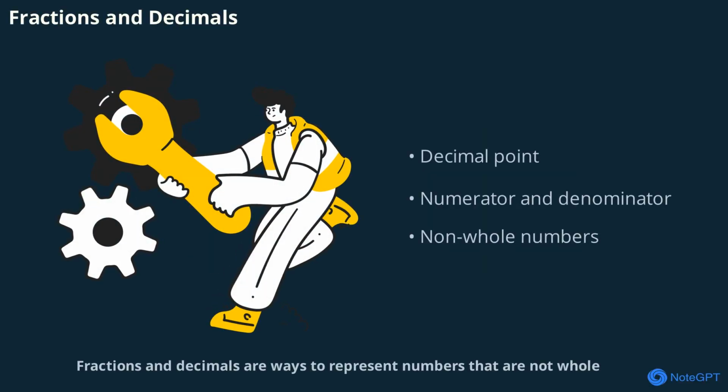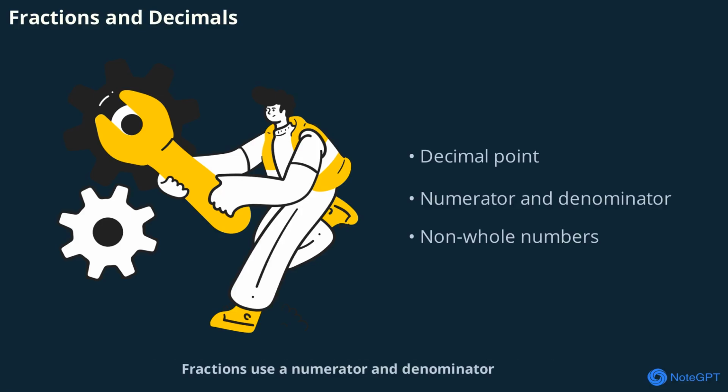Fractions and decimals are ways to represent numbers that are not whole. In the decimal system, we use a decimal point to separate whole numbers from fractional parts. Fractions use a numerator and denominator. Understanding how to work with fractions and decimals is an important part of mastering number systems.